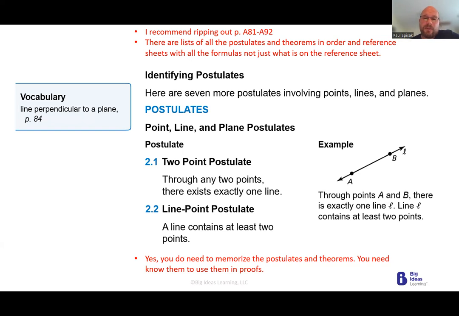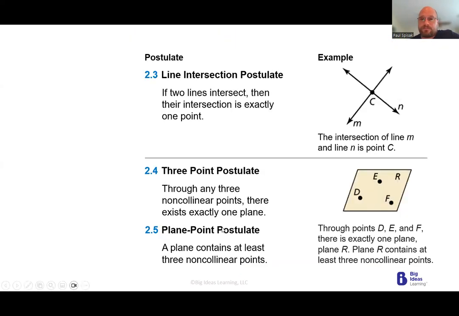So yes, you do need to memorize the postulates and theorems as we go. I'm not requiring you to do index cards for them. If you want to make separate flashcards for them, you're more than welcome to, but you need to know them in order to use them in proofs. Like I said, I'd recommend ripping out those pages from the back so you have them all in one place so that you can refer back to them. If you forget what one is, you can easily find it.